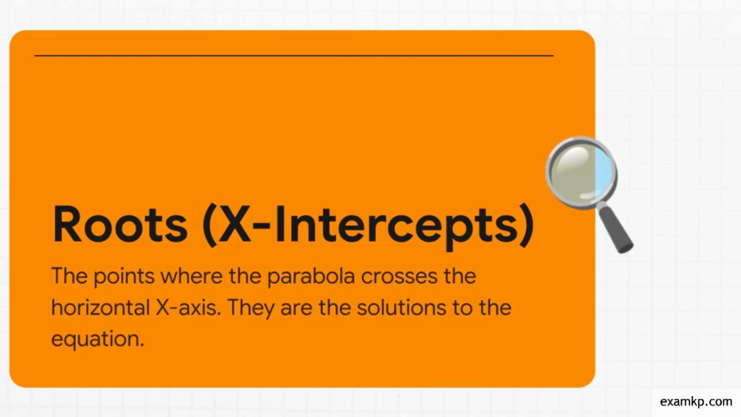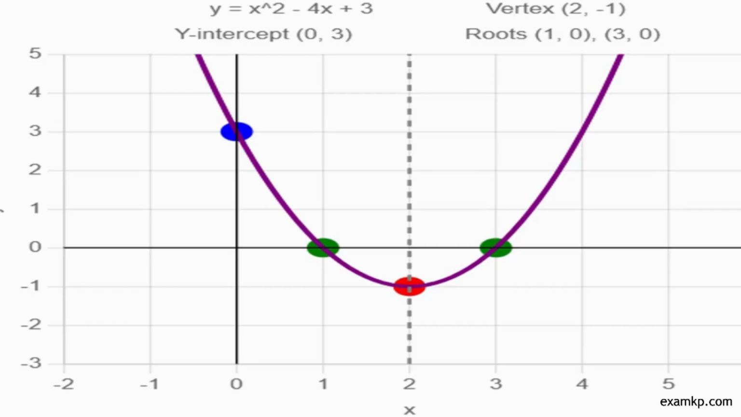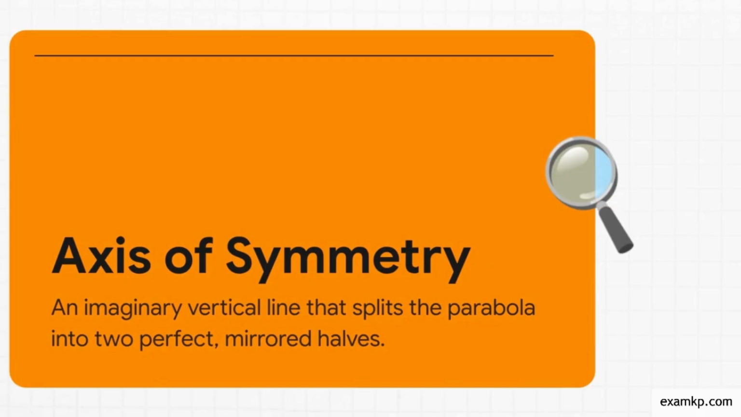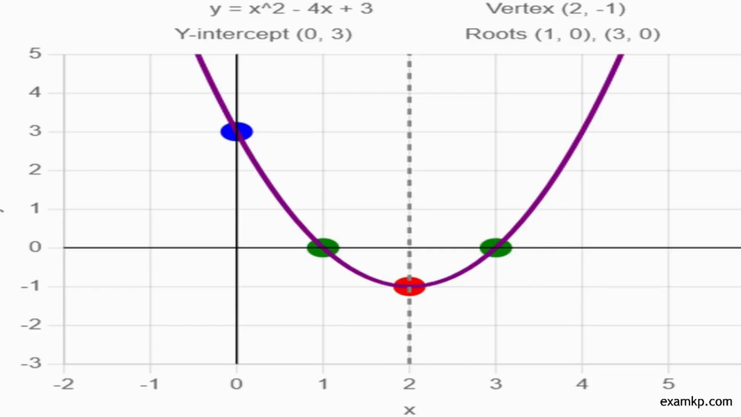And one last thing. See that dotted line running right down the middle, straight through the vertex. That's the axis of symmetry. It's an imaginary line, but it's incredibly useful because it perfectly splits the parabola into 2 identical mirror image halves. If you know one side, you automatically know the other. So let's recap the vital stats for this particular parabola.